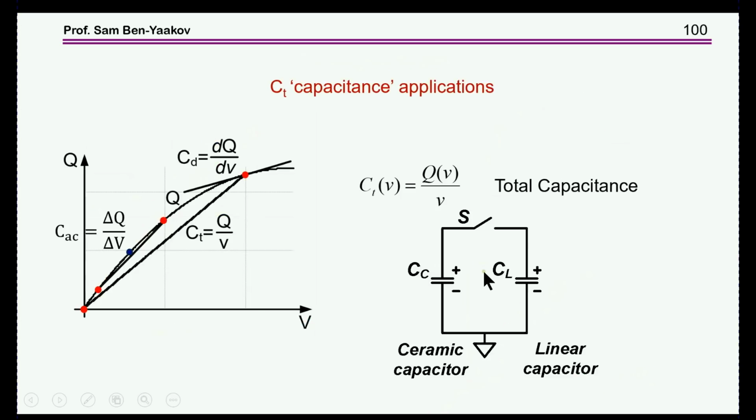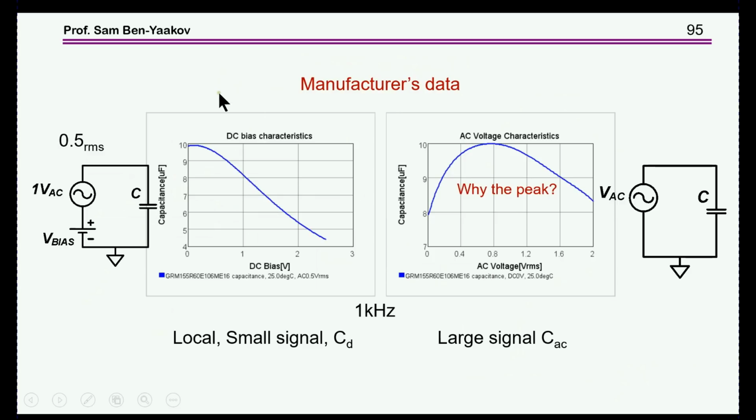Now, why is it that we don't see it here? The reason is that the excitation here is 0.5 volt RMS. This is a big signal. As it turns out, the resolution here is better than 0.5, because we see here this is 0.4, 0.8, 1. So we are here with a very fine resolution. So this was actually created with a fine resolution, while this, because of the large signal, smeared out this phenomenon of the peak.